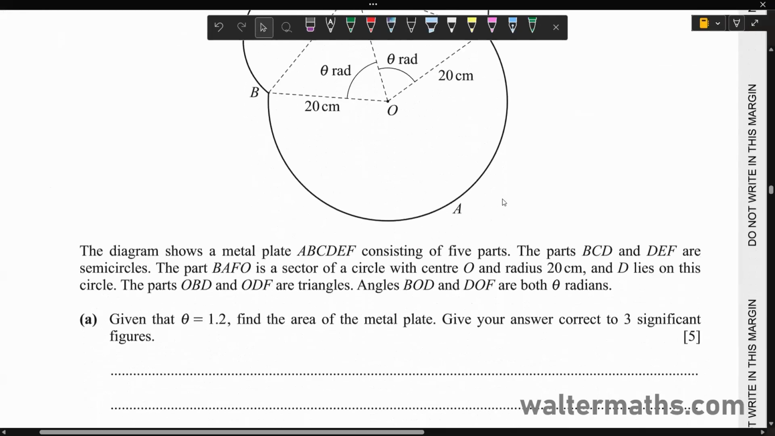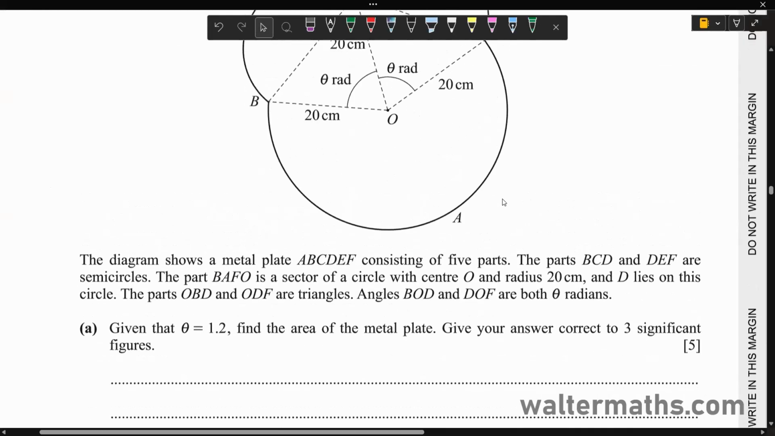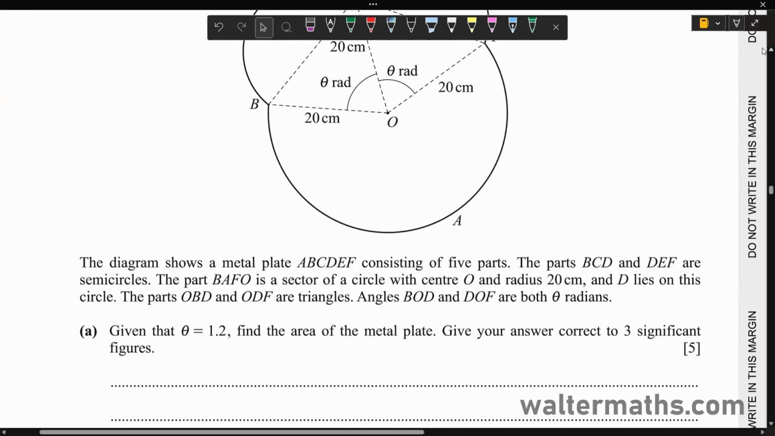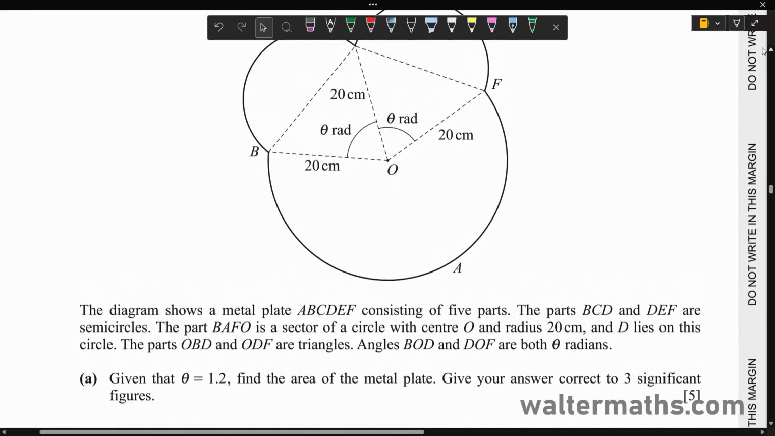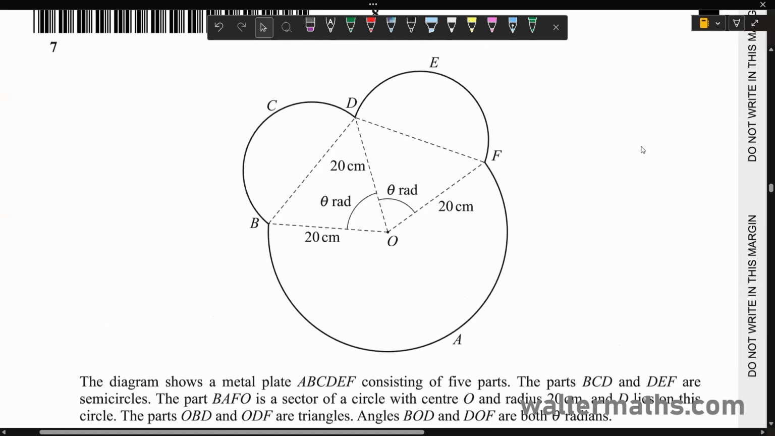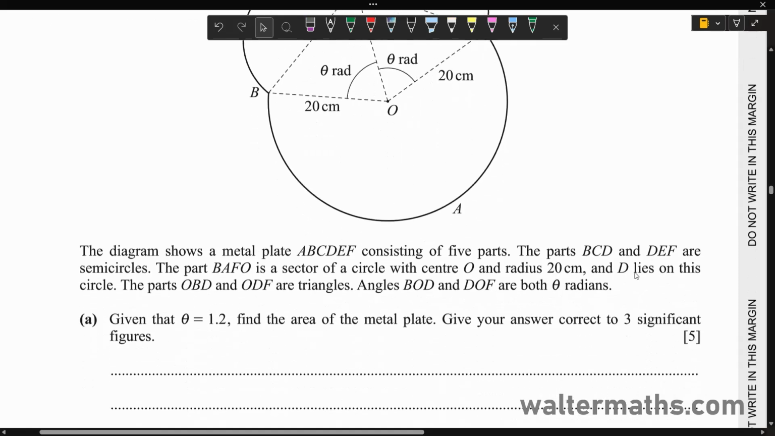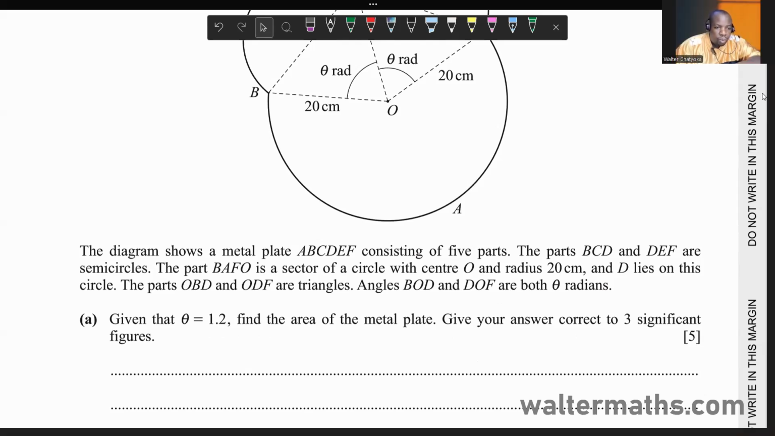That's number 7. And it says, the diagram shows a metal plate A, B, C, D, E, F consisting of 5 parts. The parts B, C, D and D, E, F are semicircles. All right, so I think you can see that here. And they also say the part BAF O is a sector of a circle with center O and radius 20 centimeters, and D lies on this circle. The parts OBD and ODF are triangles. The angles BOD and DOF are both theta radians. So on part A, given that theta is equal to 1.2, find the area of the metal plate. Give your answer correct to 3 significant figures.